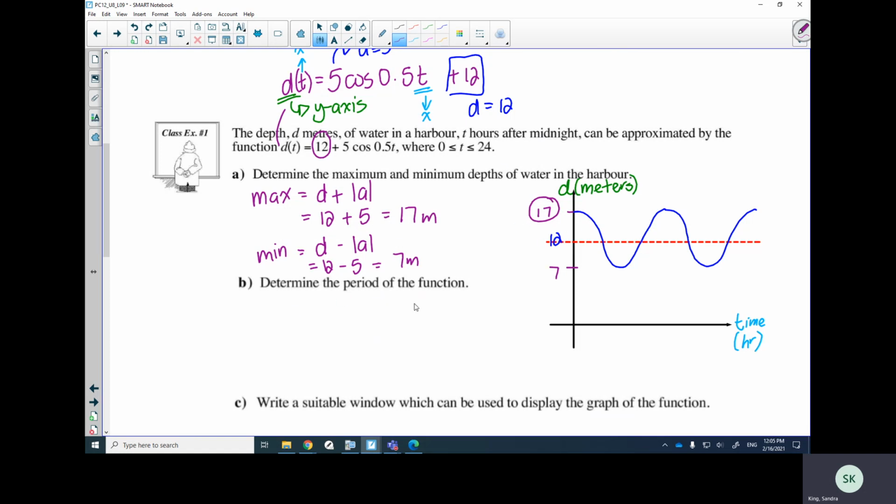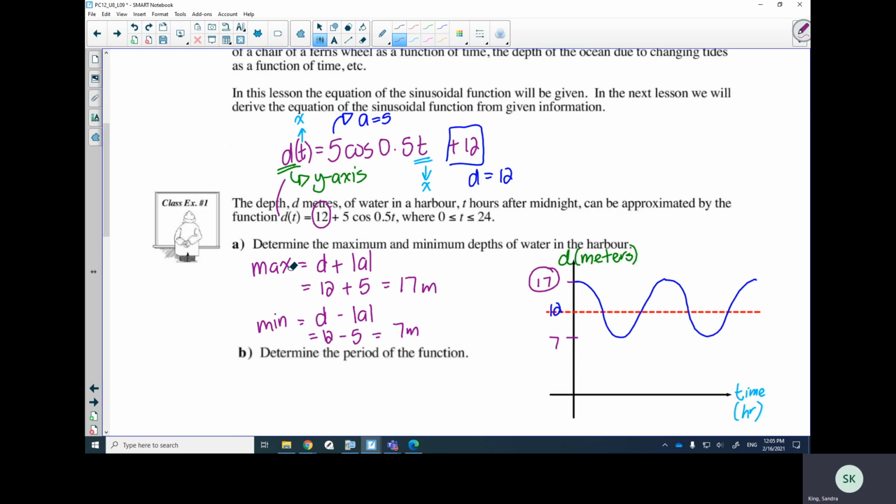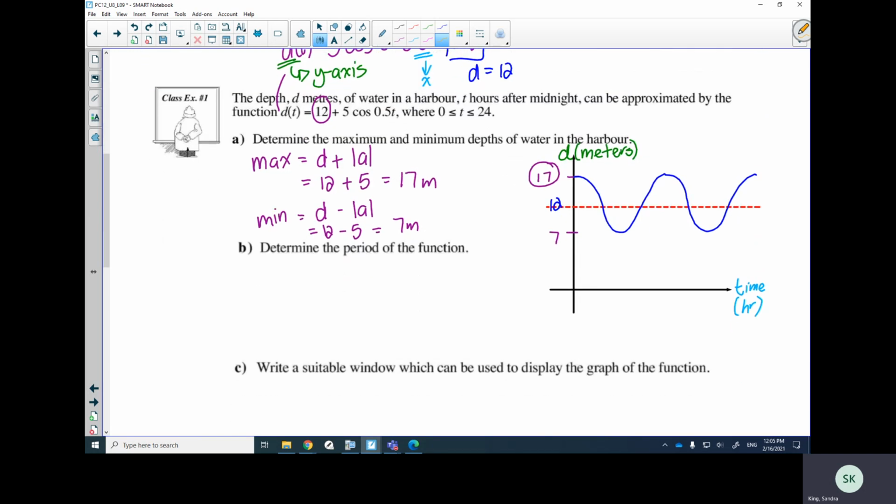Determine the period of the function. In order to get period, you need your B value. This is your A value, maybe we'll write it up top, but that guy is your A value. In front of your X is your B value, and this is my D value. Basically in this graph, there's no phase shift, no C value. So my B value is 0.5, and the formula for period is 2 pi divided by B, which is 2 pi divided by 0.5. 2 pi divided by 0.5 is 4 pi.